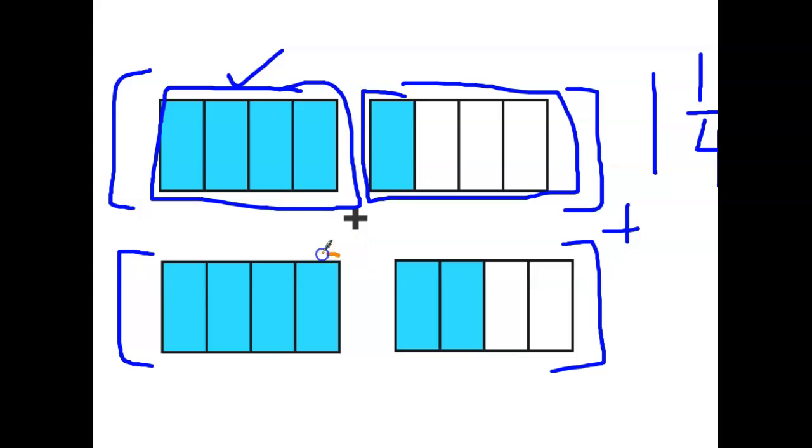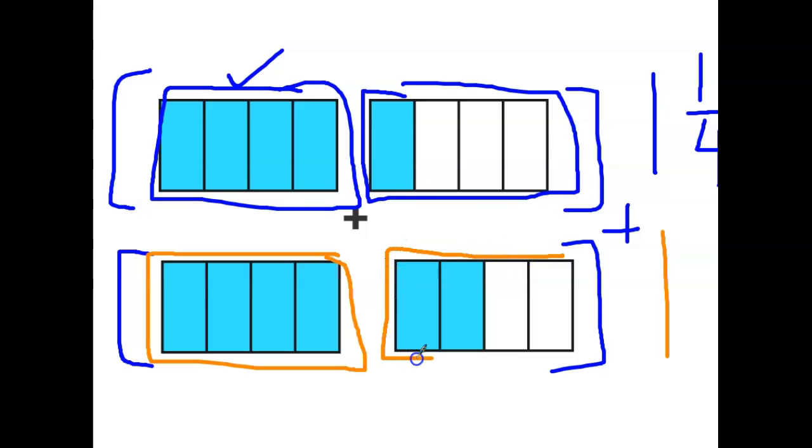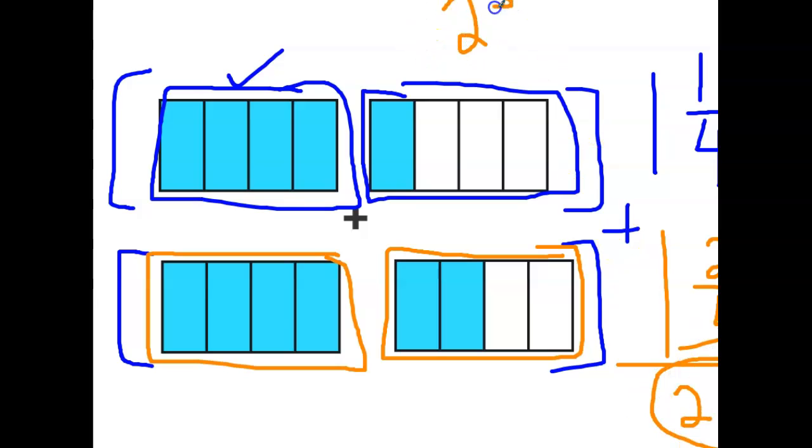Excellent. So we have one whole, and then what fraction is this? 2/4. So we have 1 and 1/4 plus 1 and 2/4. When I add this up, I'm going to add my fractions. 1/4 plus 2/4 is 3/4, and then 1 plus 1 is 2. So I know my answer is 2 and 3/4. This is my mixed number.